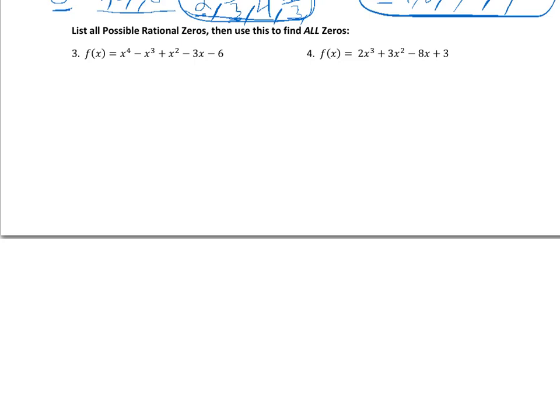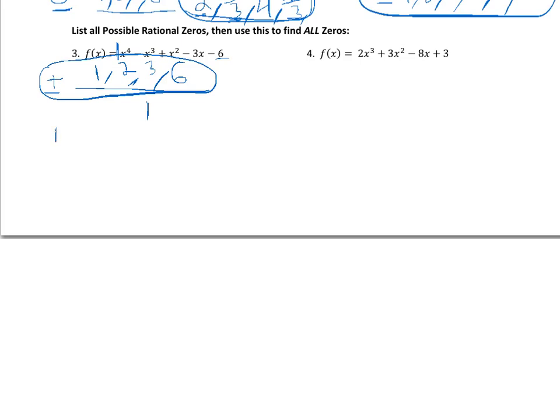Let's first list the possible rational zeros. So let's put plus or minus. My factors for this 6 are just 1, 2, 3, and 6. And my only factors for the leading coefficient is 1, so it's just 1. So these are all my possible rational zeros.